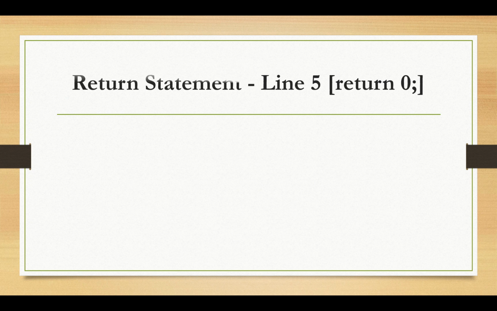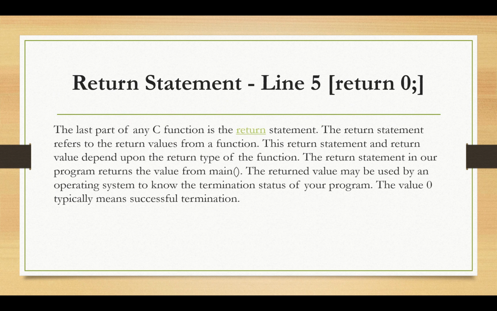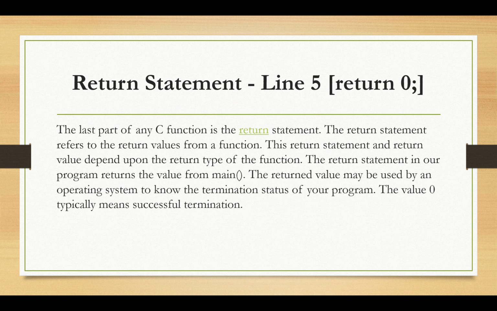Next we come to the next part, that is the return statement. It's line 5. The last part of any C function is the return statement. The return statement refers to the return value from a function. The return statement and return value depend upon the return type of the function. The return statement in our program returns the value from main. The return value may be used by an operating system to know the termination status of your program. The value 0 typically means successful termination.